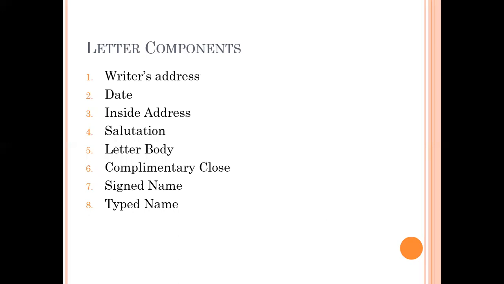Moving on. How many components of a letter do you think there are? Here are the components, which are 8. Number 1, writer's address; number 2, date; number 3, inside address; number 4, salutation; number 5, the letter body, which we call the body of the letter; number 6, complimentary close; number 7, signed name; and number 8, typed name. Let's have a look at them one by one.